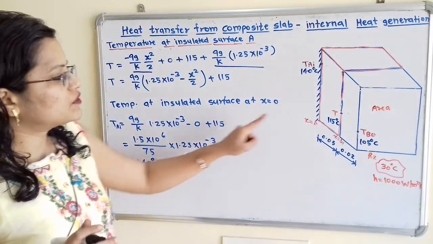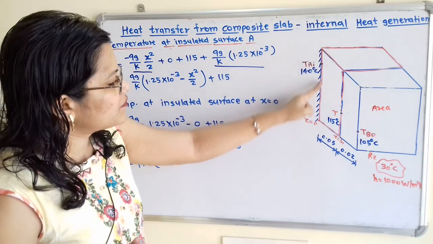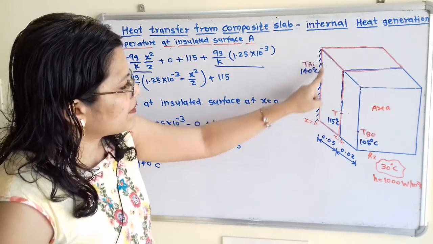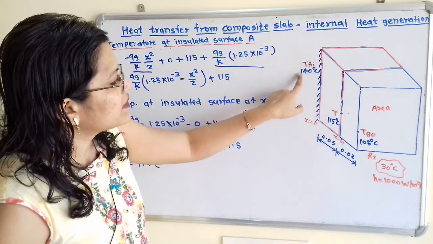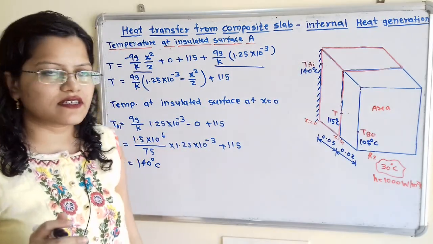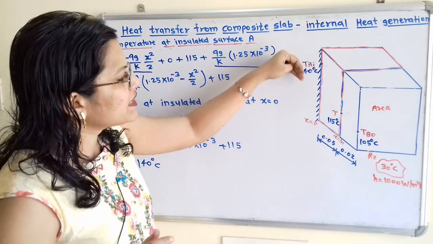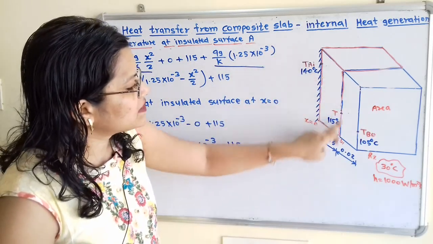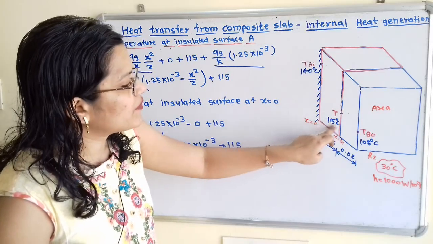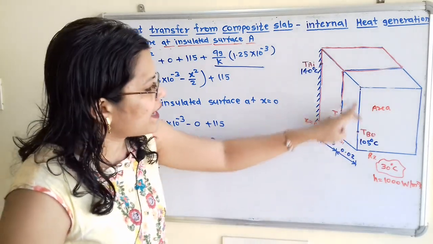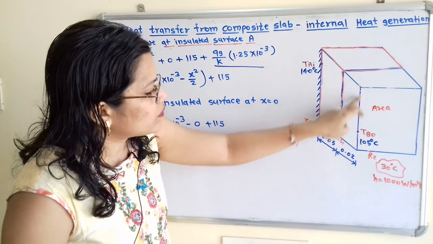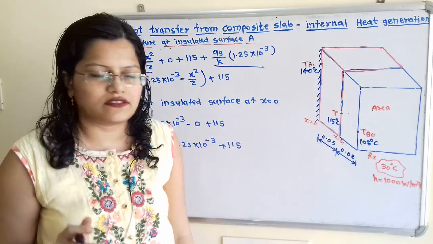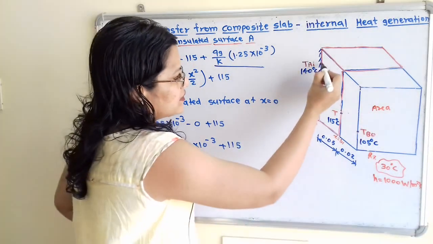Now if we observe the temperatures, the temperature at this first surface of the composite material A is 140 degrees Celsius. Then as the heat flows towards the right hand side, the temperature at this intersection line is 115 degrees Celsius, and at the outer surface of this composite material B, it is 105 degrees Celsius. Now we will join all these temperatures.